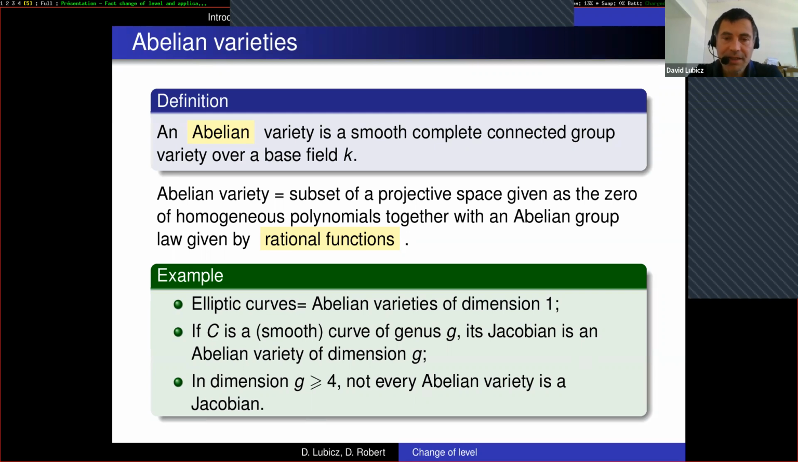Concretely, an Abelian variety is a subset of projective space, given by a finite number of homogeneous polynomials, and it comes together with an Abelian group law, which is given by rational functions. Examples of Abelian varieties are elliptic curves, which are nothing but Abelian varieties of dimension 1. If C is a smooth curve of genus g, its Jacobian is an Abelian variety of dimension g. And if the dimension g is greater than 3, it is known that not every Abelian variety is a Jacobian, which means that Abelian varieties are in a way a generalization of Jacobian varieties.